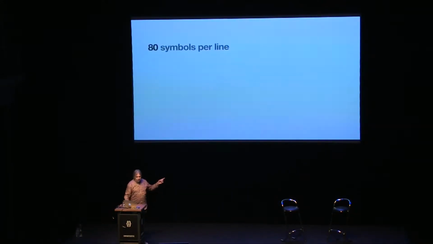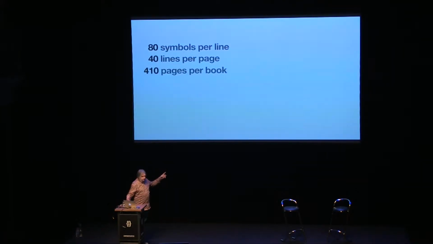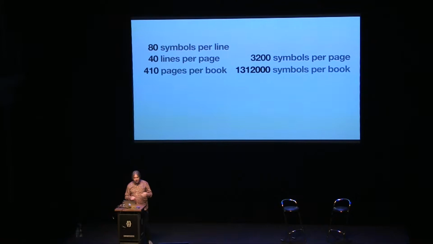There are 80 symbols or letters per line and 40 lines per page, and there are 410 pages in each book. Okay, so multiplying 80 by 40 gives us 3,200, the number of symbols on each page, and if you multiply that by 410, we get a total number of 1,312,000 symbols in each book.